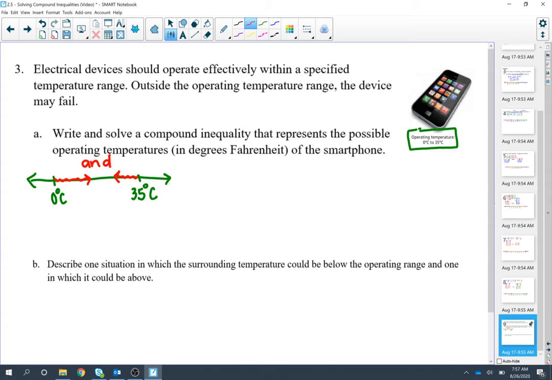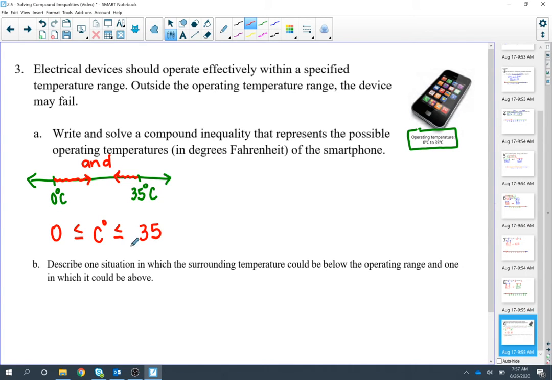So I'm going to start and say, first of all, we're dealing with degrees Celsius, and my temperature has to be between 0 and 35. So Celsius degrees has to be less than 35 and more than 0. Can it be equal to? Well, it says that the operating temperature is anything from 0 to 35. So yes, if it's at 0, it's still going to operate. If it goes below that, then we have a problem. If it's at 35, it's still going to operate. If it goes above that, then we have a problem.